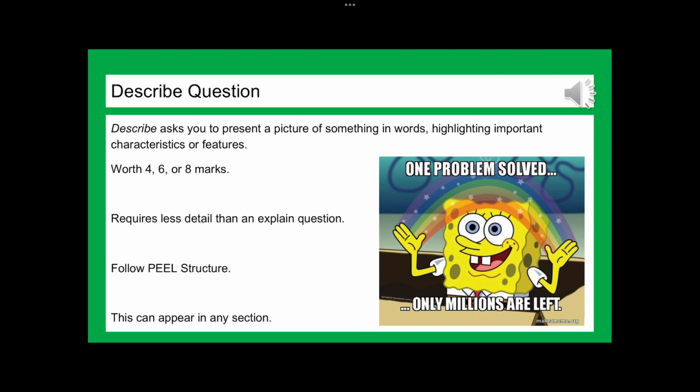Okay, so the first type of question we are going to look at is the describe question. A describe question asks you to present a picture of something in words, highlighting important characteristics or features. These are worth 6 marks in your exam, which means you shouldn't really spend more than 10 minutes answering each describe question. These require less detail than an explain question and follow the PEEL structure for your answer. We're going to look into the PEEL structure in a few slides' time, so don't worry about that too much just now. These can appear in any section of the exam.